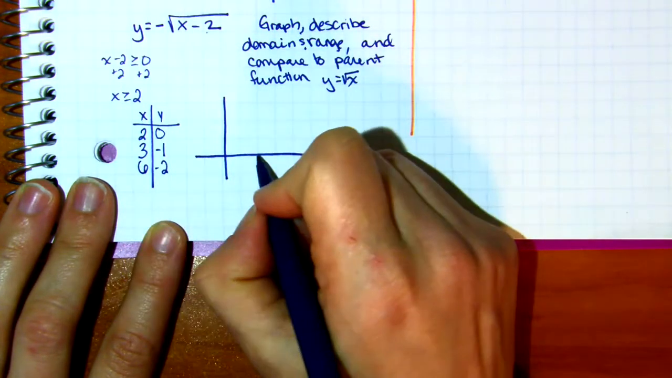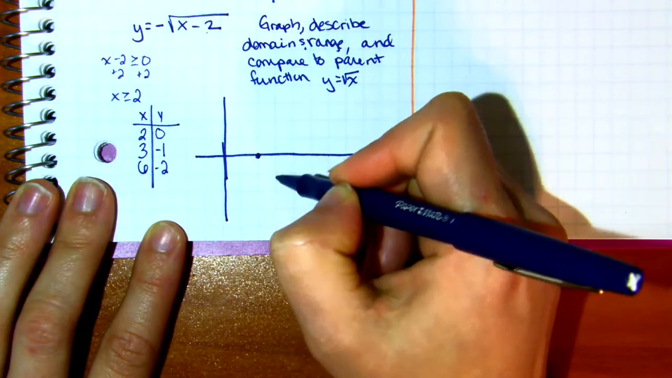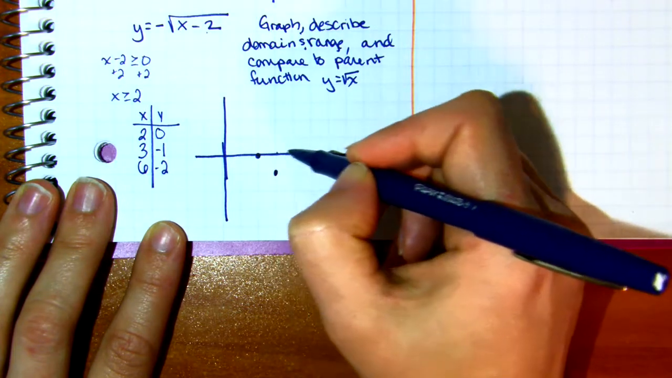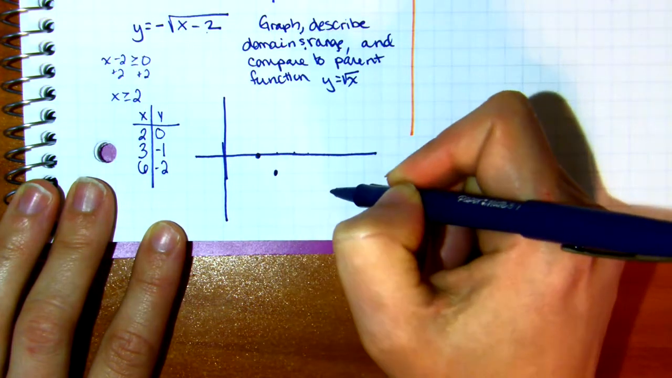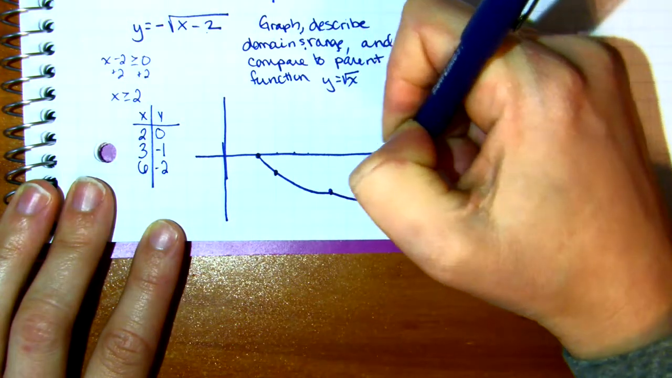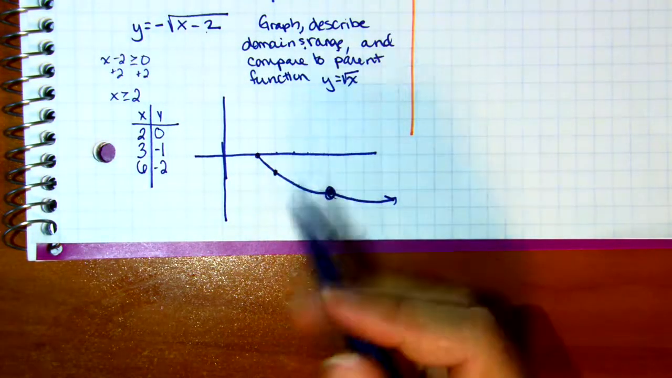When I put in 2, I get out 0. When I put in 3, I get out negative 1. When I put in 6, I get out negative 2. So this is what, oops, I missed that point. Make it really big. This is what my graph is going to look like.